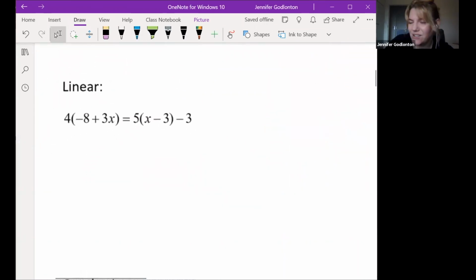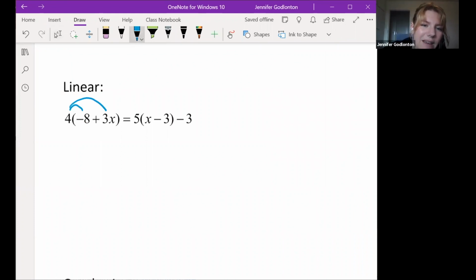Can you help me start solving this question? What do I have to start by doing? So I said 4 times minus 8 and gave me minus 32. Then I said 4 times 3x, and it gave me 12x.